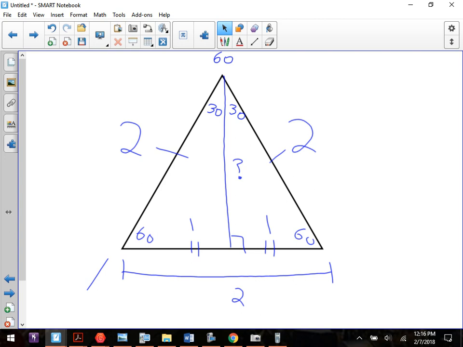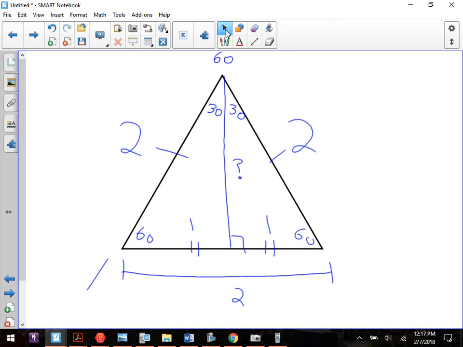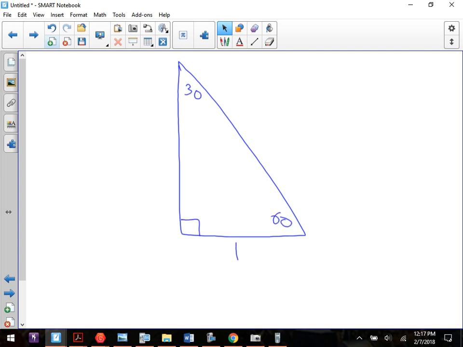So let me redraw this real quick on a clean sheet. We had a 30, a 60, a 90, a 1, and a 2. Is the missing side length a hypotenuse or a leg? It's a leg. So I'm going to use Pythagorean theorem to figure out what the side length is. So let's just call it x for right now.